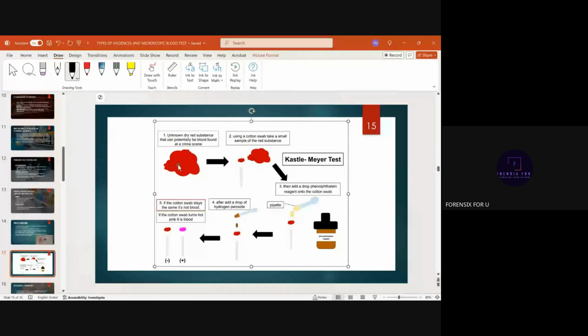This is the red stain that we find at the crime scene. We take a cotton swab. We add ethanol and phenolphthalein and then hydrogen peroxide. If it stays the same, it is not blood. If it turns pink, it is blood.